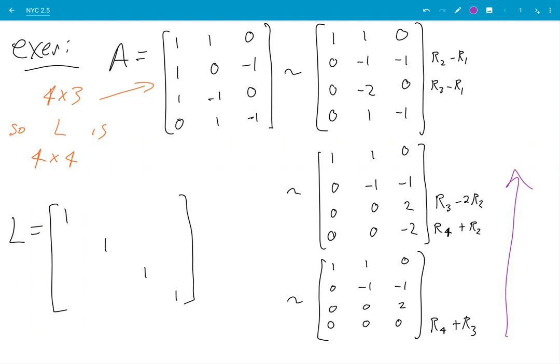Okay. Row 4 plus row 3 gives me a minus 1 here. Row 4 plus row 2 gives me a minus 1 here. Then I get a plus 2 there. Now row 3 plus row 1, that's a plus 1 there. And I get a plus 1 here.